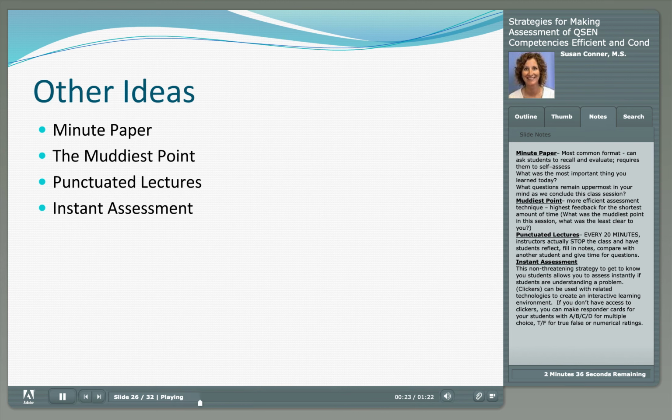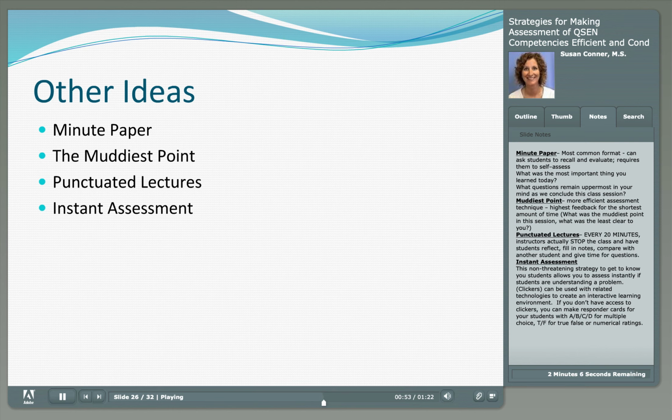The muddiest point. This is a more efficient assessment technique, and it gives the highest feedback for the shortest amount of time. Ask your students, what was the muddiest point in this session? What was the least clear to you? Punctuated lectures. Every 20 minutes, instructors actually stop the class and have students reflect, fill in notes, compare with another student, and give time for questions.